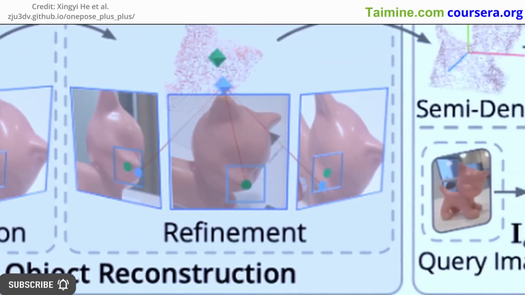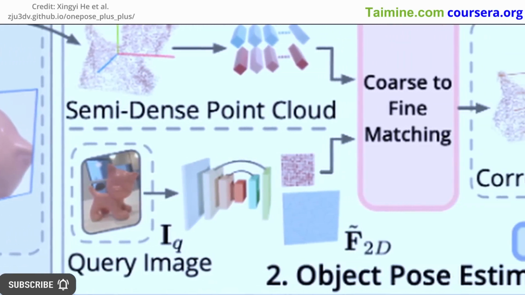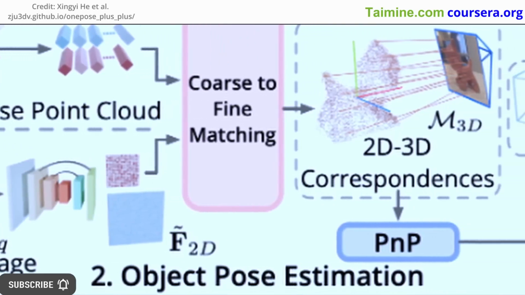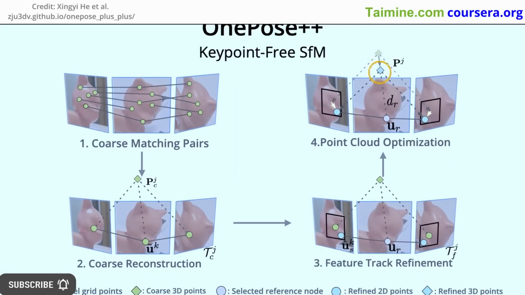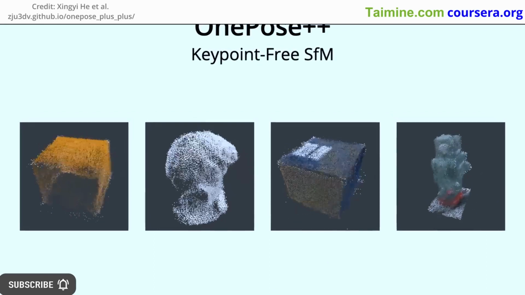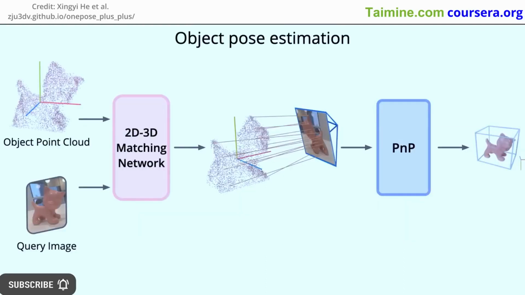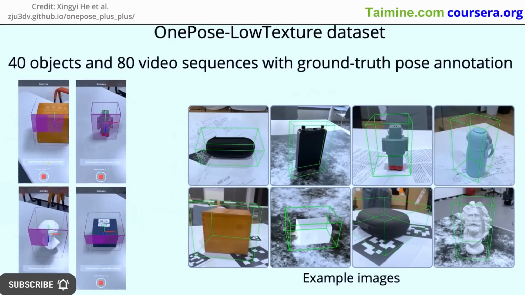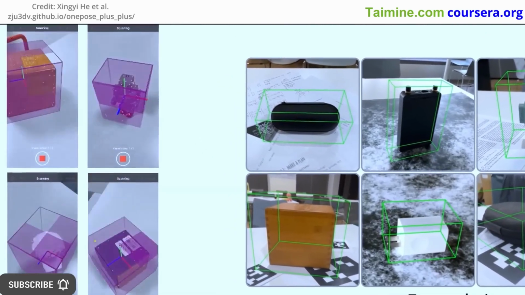OnePose employs a feature matching technique that builds sparse object point clouds, links 2D and 3D key points, and calculates the object's pose. However, this approach faces challenges with objects that lack texture, as complete point clouds are hard to reconstruct using key point-based structure from motion, resulting in failed pose estimations. OnePose++ is a new approach that builds on OnePose to address the issue of low-textured objects.